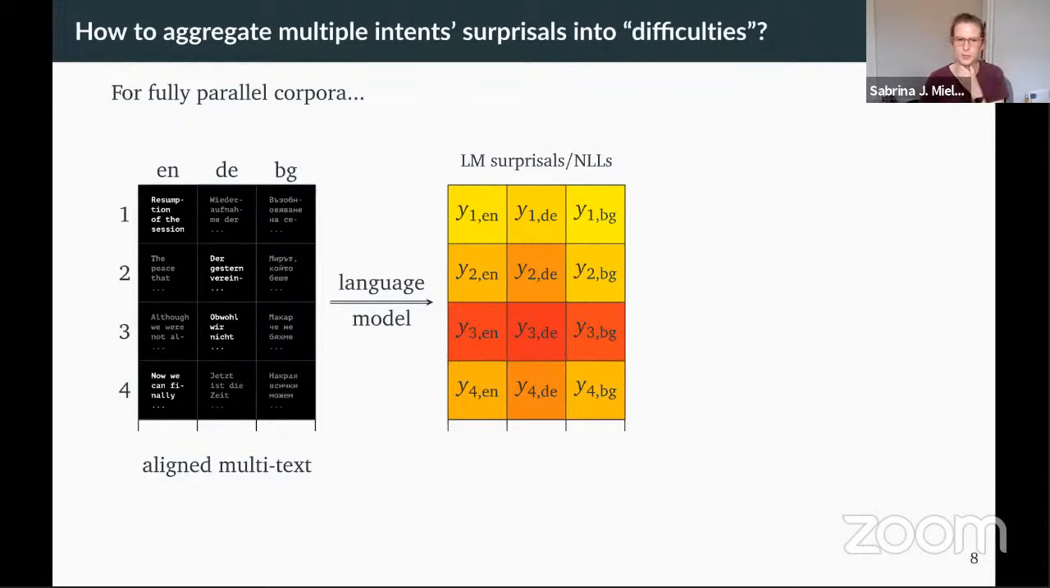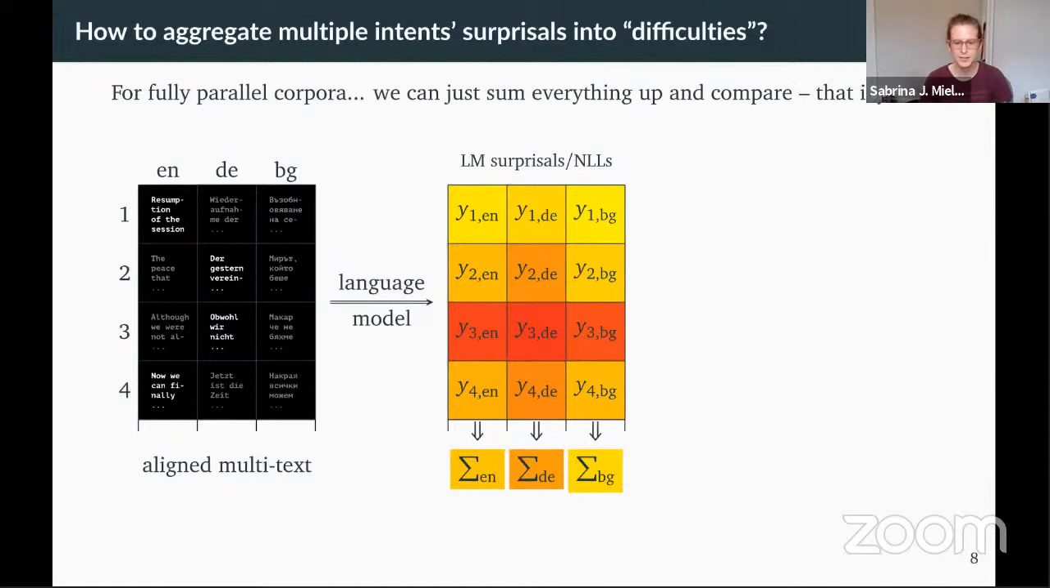And this is supposed to show that darker colors are more difficult. If we look at this matrix, we can already see that German is probably harder than the other 2. English might be a little harder than Bulgarian. It's kind of hard to make out. It's kind of funny. Sentence 3 is probably a really, really long sentence. That's why it's so hard. And sentence 1 is just resumption of the session. So that's really easy. So we can do these things, right?